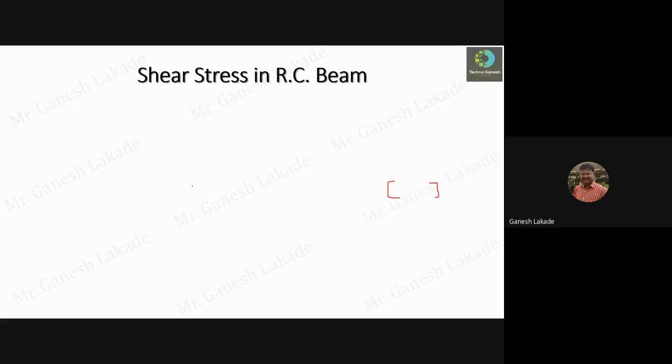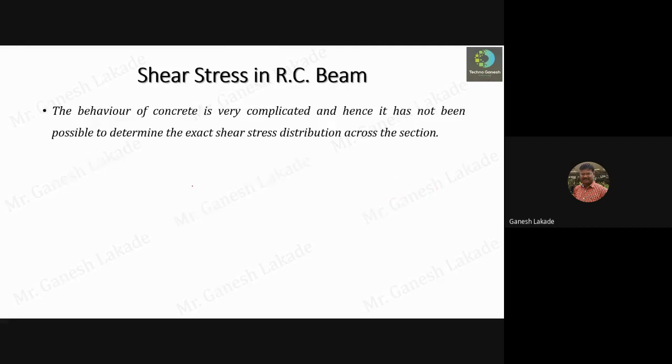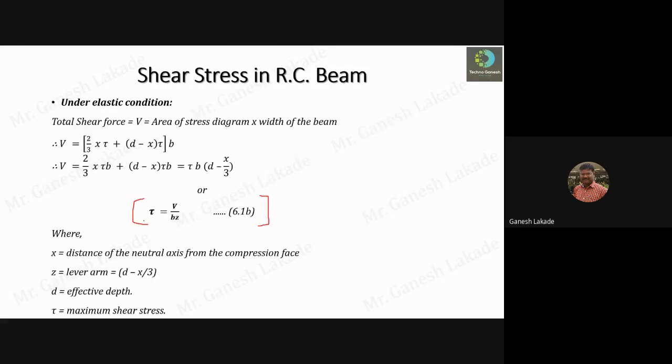And the equation we have seen in the previous slide, is it somewhat the same? Tau is equal to V upon bz, and here tau v is equal to Vu upon bd. What is the meaning of z here? Here z means the lever arm, normally it is d minus x by 3. So instead of this, we have taken here b into d, that is the effective section. What is b?